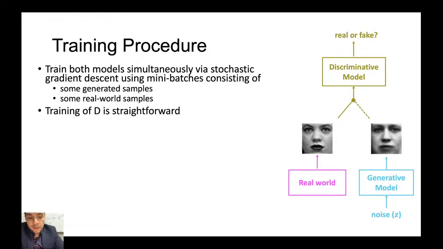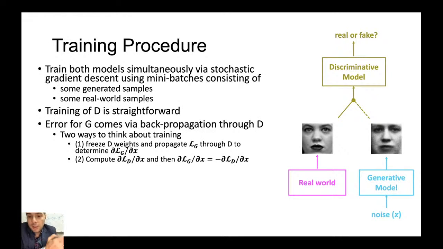Okay, so training the discriminator is straightforward. It's not such a complicated task. It's just as any other classification model. Backpropagation is pretty standard, but for the generator, actually the gradients are backpropagated first through D. So the loss depends on D and then also depends on G. So we first pass the gradients through D, and then the gradients can also reach the generator. There are two ways to think about this. First we can freeze the weights of the discriminator and then propagate the loss of the generator through D. The other approach is we compute the loss of the discriminator with respect to the input X, and then we propagate the gradients with the negative sign to the generator.